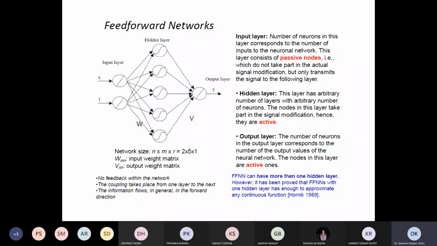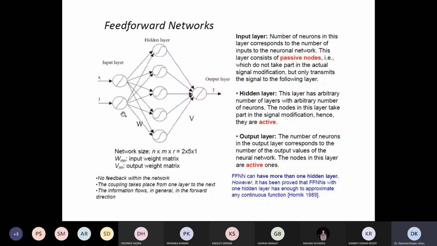For pattern recognition, if I consider an unknown pattern, then we will provide the feature vector obtained from that unknown pattern to this input layer. So basically this input layer is responsible for providing the input to the network, and these features will be conveyed to the hidden layers.